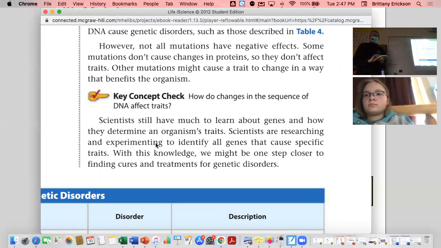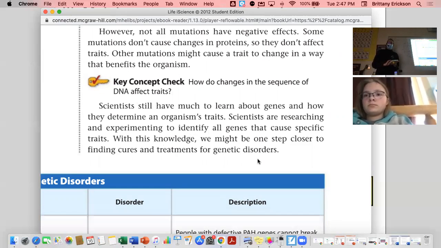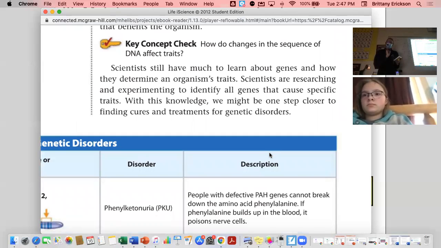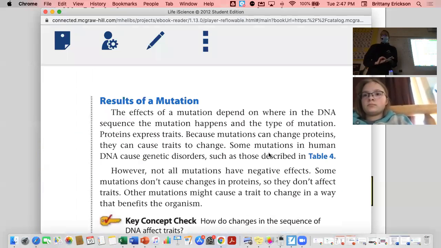Scientists are researching and experimenting to identify all genes that cause these specific traits. With this knowledge, we might be one step closer to finding cures and treatments for genetic disorders. And you'll see that in the short little film we'll watch tomorrow on Tay-Sachs.